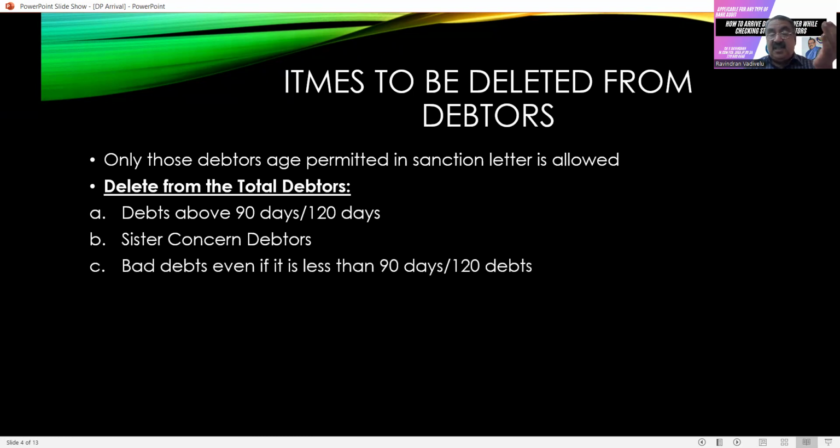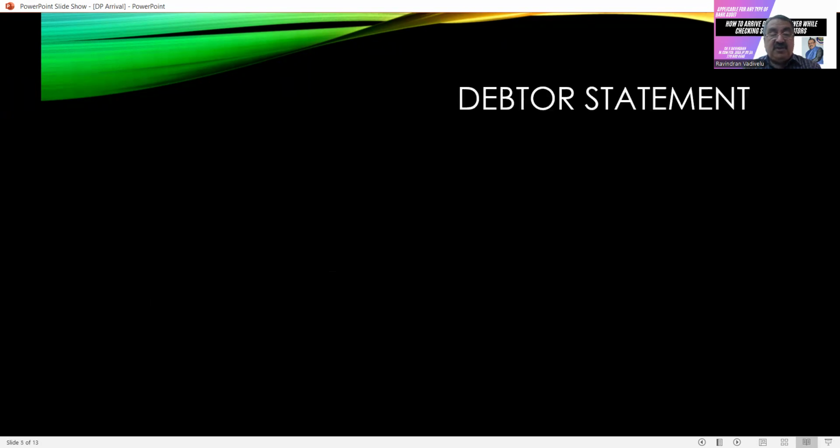And bad debts, even if it is less than 90 days or less than 120 days, if the auditor feels that they are all bad debts, then those bad debts should also be excluded from the debtors. And in case there are any disputed debtors and the case is pending before the court, or if there is any complaint made against the debtors, those debtors should also not be considered while arriving at the drawing power with reference to debtors.